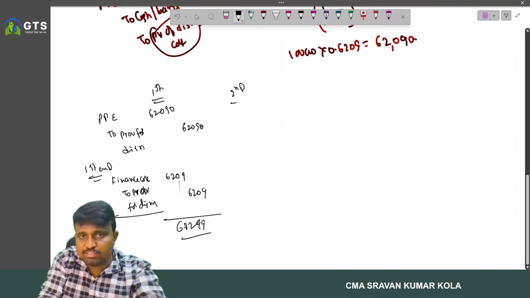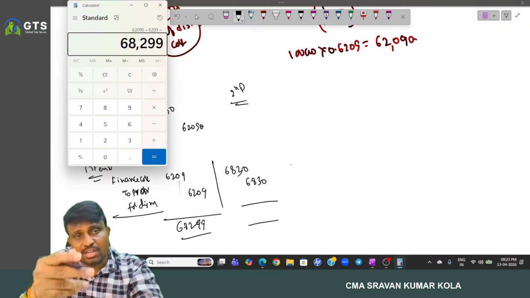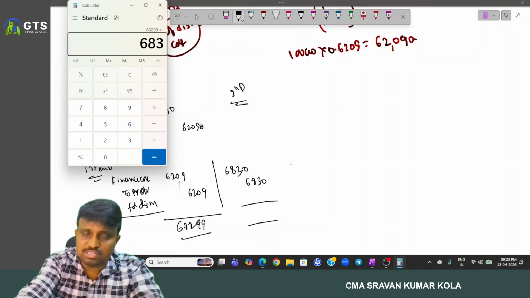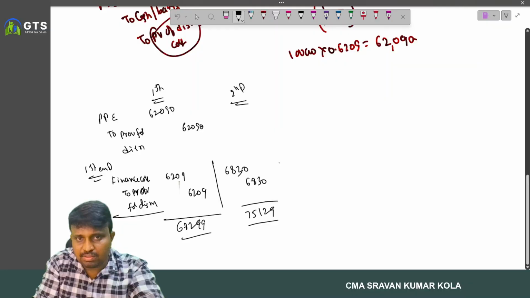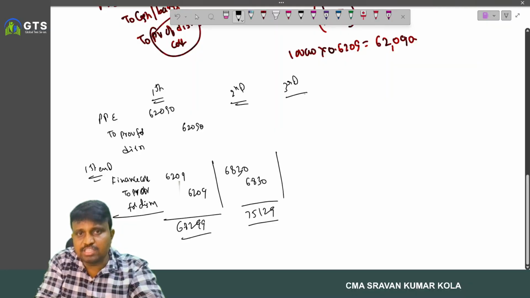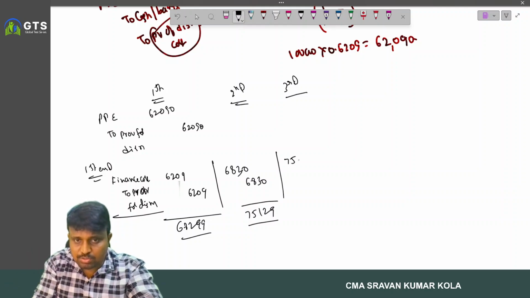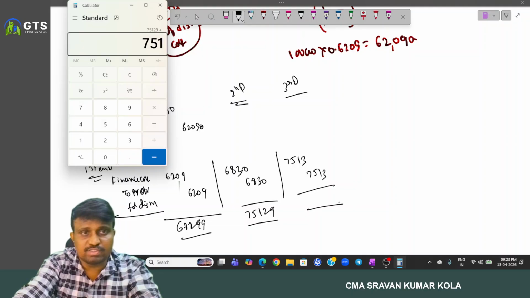And at the end of the second year, again we charge the interest, 6,830. Then the total liability at the end of the second year is 68,299 plus 6,830, which is 75,129. And at the end of the third year, again we write the entry: finance cost account debited to provision for dismantling cost, 7,513. And what is the total? Plus 7,513.